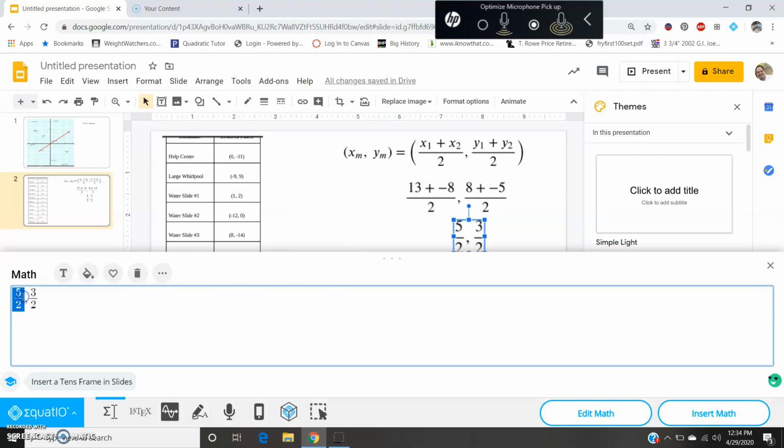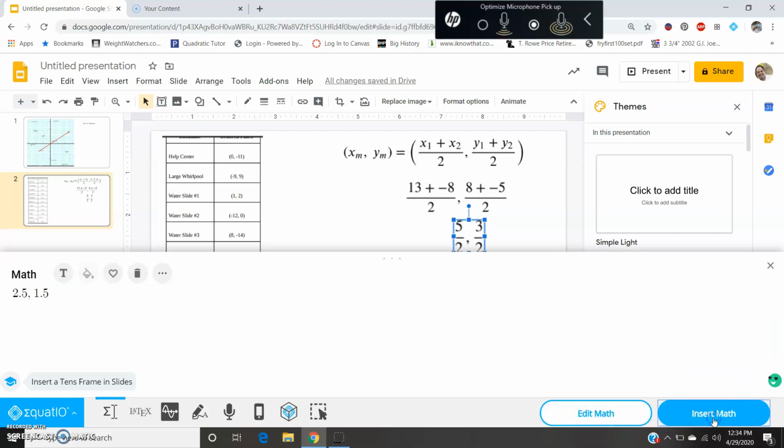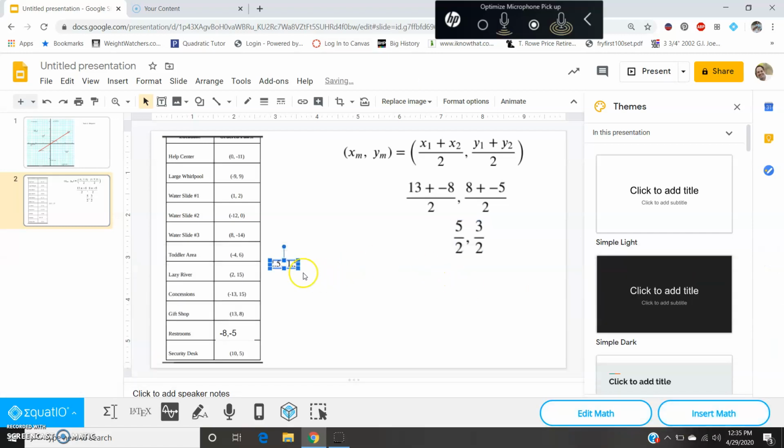5/2 is 2.5. And 3/2 is 1.5. Probably didn't need to do that in Equatio, but why not? Boom. Bring him down. Slide him over. Now, if I look, 2.5, 1.5 is my ordered pair for the midpoint of the restroom to the gift shop. So this is the work you would have if you're just going to type it out. This is the work you'd have in that task 4 worksheet, just something like this.